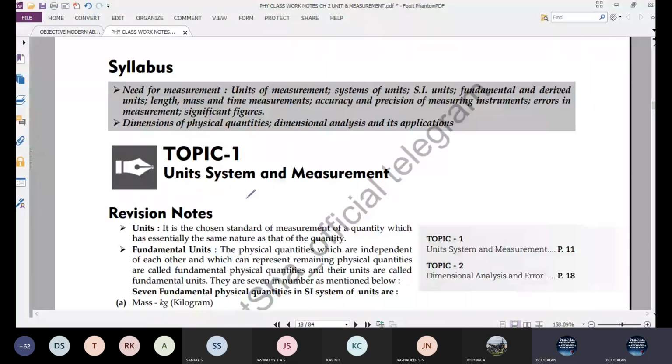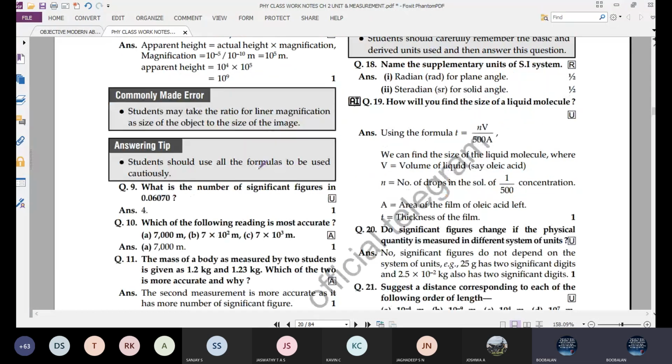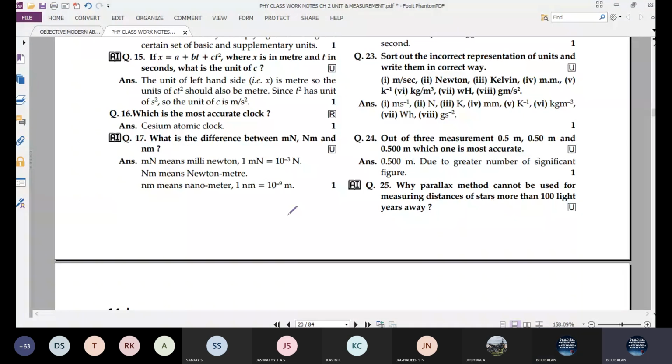In these notes, for short answer, 1 mark question, 2 mark question, 3 mark questions, 5 mark questions, for this purpose you can use this PDF. Everything is there in only one PDF, you can go through all the pages.